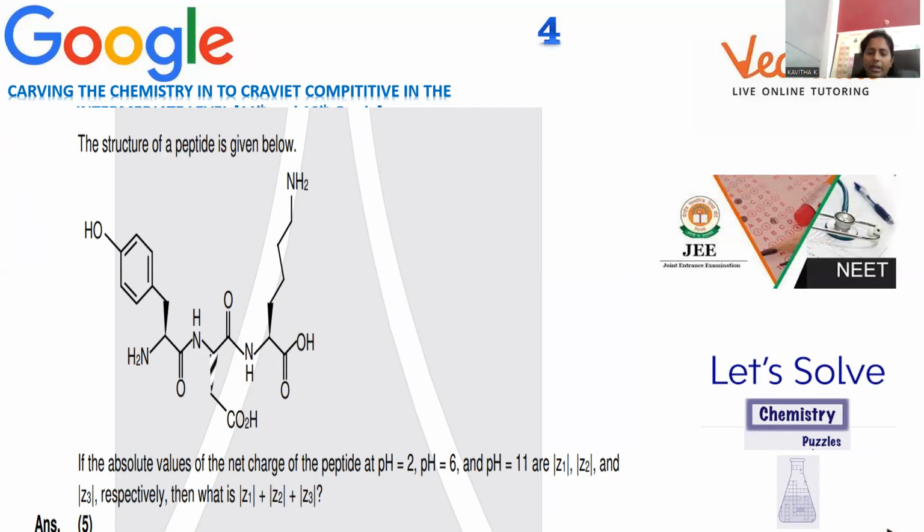Acidic pH will give reactivity towards bases. Basic pH will give reactivity towards acids. Neutral pH neither reacts with acid nor base, so that neutrality we can maintain.